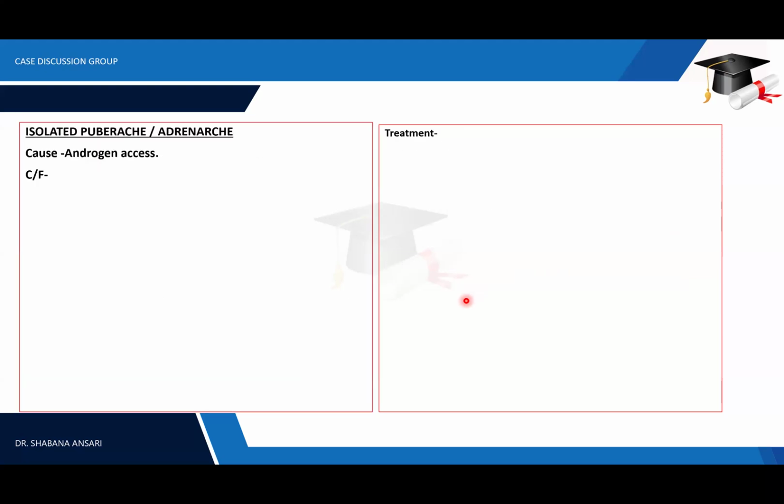Coming to isolated pubarche or adrenarche. So it can be because of androgen excess. Clinical features will be axillary hair, pubic hair, adult body odor, greasy or oily hair and skin, and there can be mood swings.